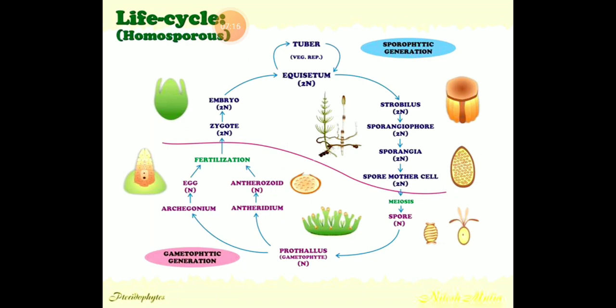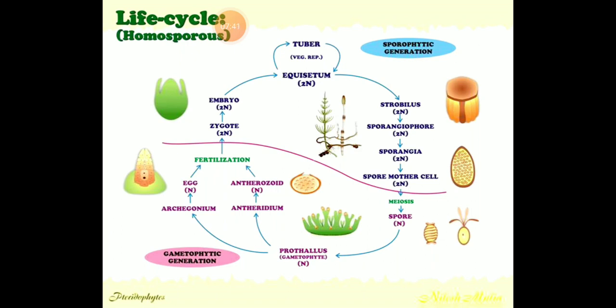Or in case of sexual reproduction, what happens? Actually, the spore mother cells undergo division to form spores. The prothallus will be present. They produce the antheridia and the archegonial structures. Antheridium produces the antherozoids, and archegonium produces the egg cells. They undergo fertilization, and the zygote will be formed. That zygote undergoes formation of the embryo and develops the new Equisetum plant body.